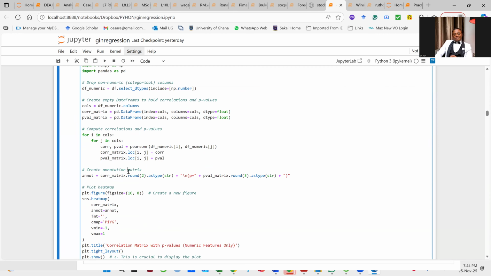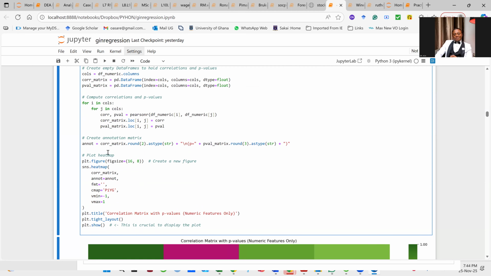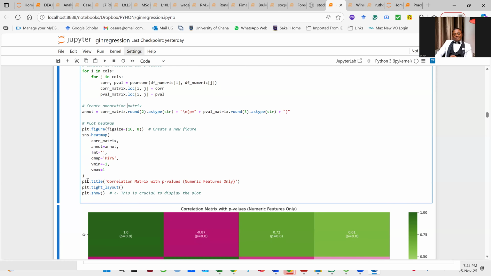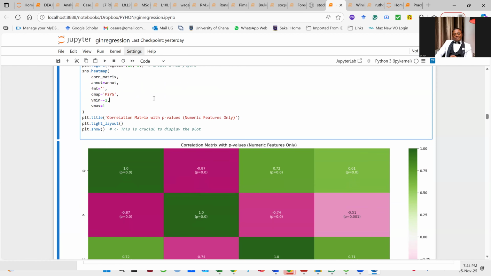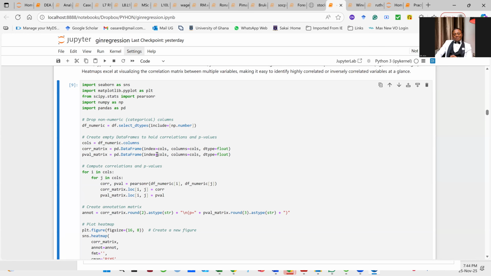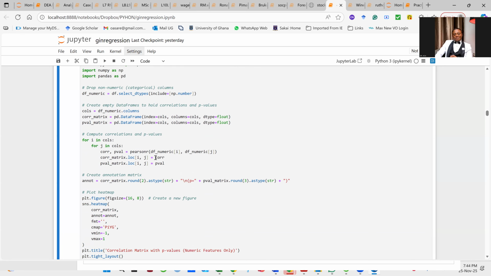It will create an annotation matrix, and then you create a beautiful heat map, and it will title it. I've written that you should title it. So do all of this here. Let me run this one.